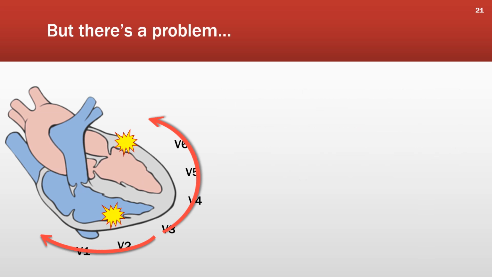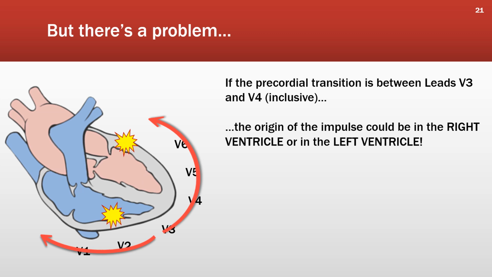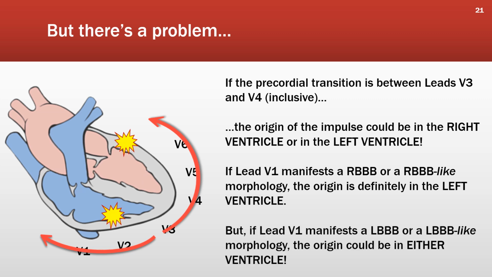But, of course, there's a problem you need to be aware of. If the precordial transition is between leads V3 and V4 inclusive, the origin of the impulse could be in the right ventricle or in the left ventricle. If lead V1 manifests a right bundle branch block or a right bundle branch block-like morphology, the origin is definitely in the left ventricle. But if lead V1 manifests a left bundle branch block or a left bundle branch block-like morphology, the origin actually could be in either ventricle.